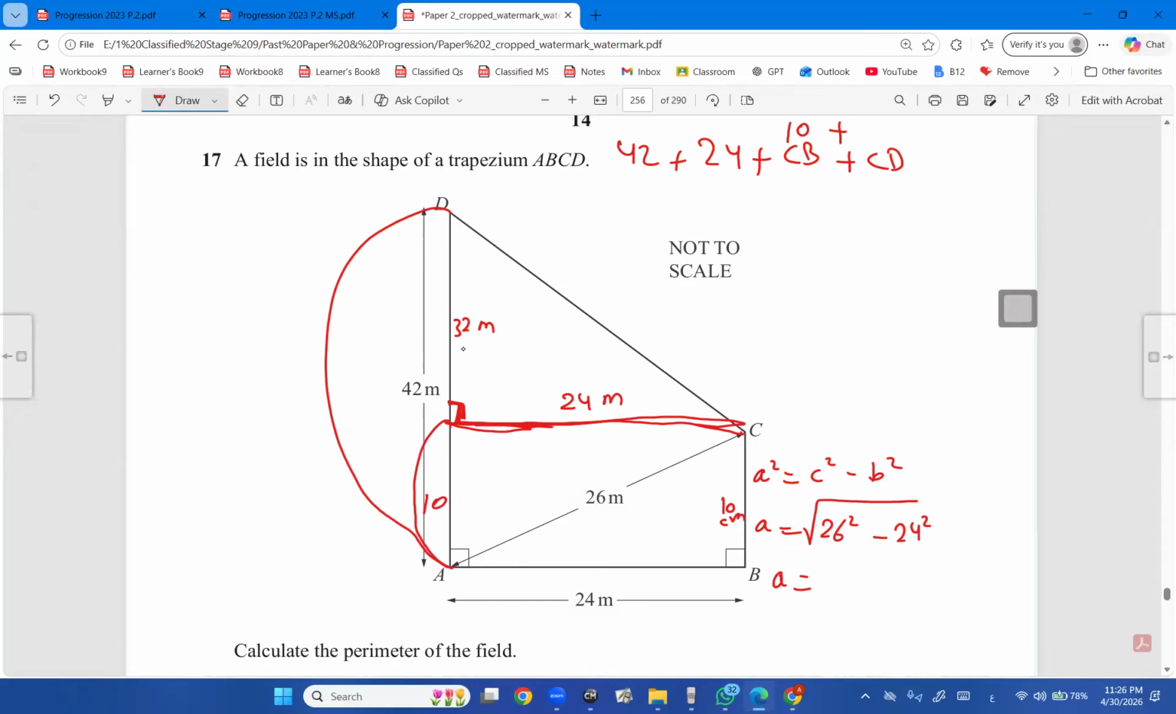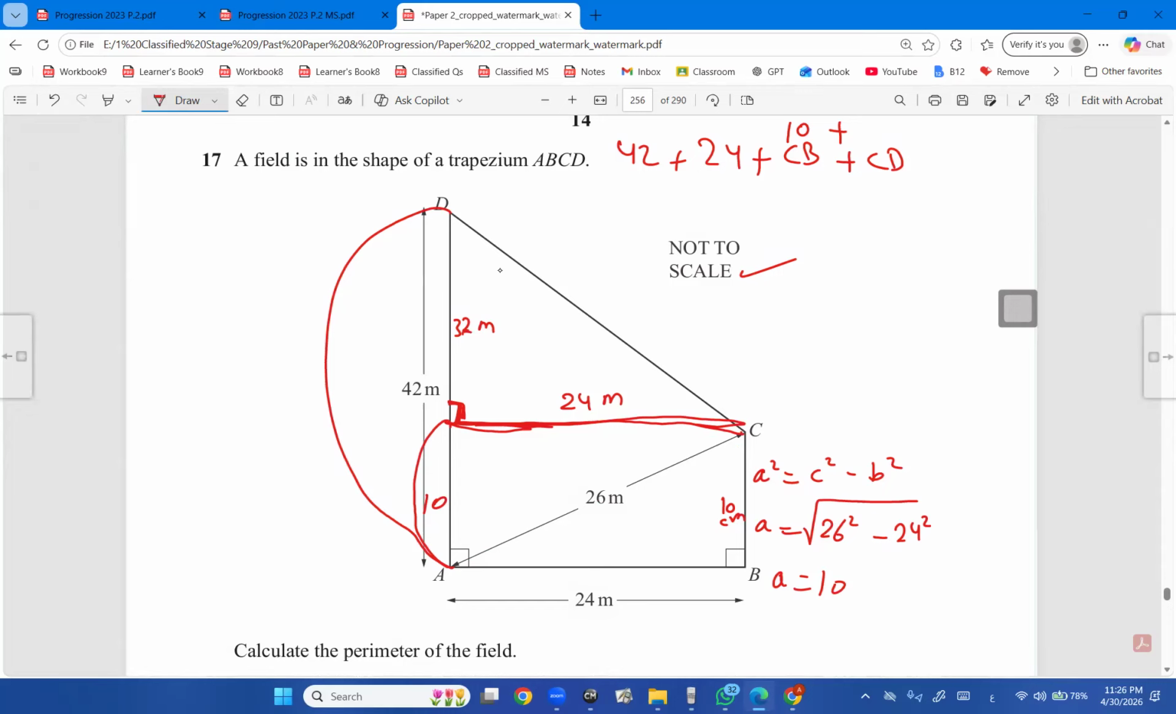32. Oh, mister, it does not look like this side is triple that side. Yeah, that's why they said to you not to scale. It doesn't have to look the same, or they don't have to look actually accurate. So this is 32 meters. Can you find now the hypotenuse? Yes, I can find it.